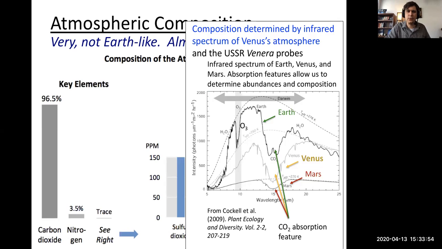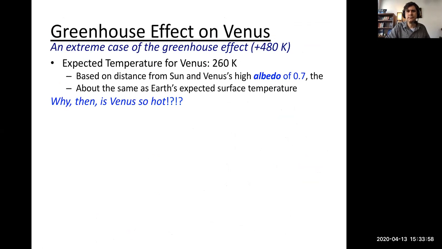So yes, we know the composition of Venus's atmosphere quite well. And with such a thick atmosphere, 93 times the mass of Earth's atmosphere, 96.5% of all of that gas being carbon dioxide, a greenhouse gas, you might expect Venus to have a pretty insane greenhouse effect.